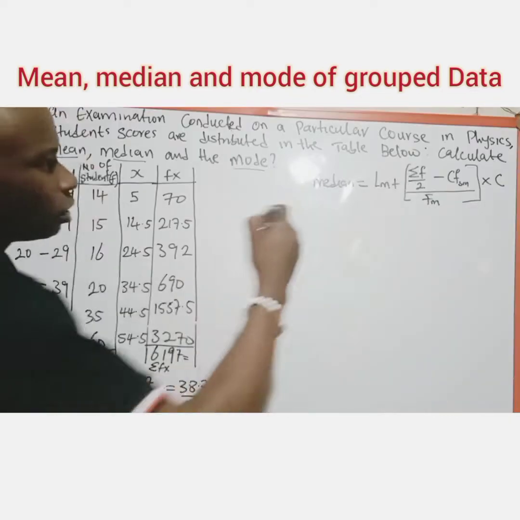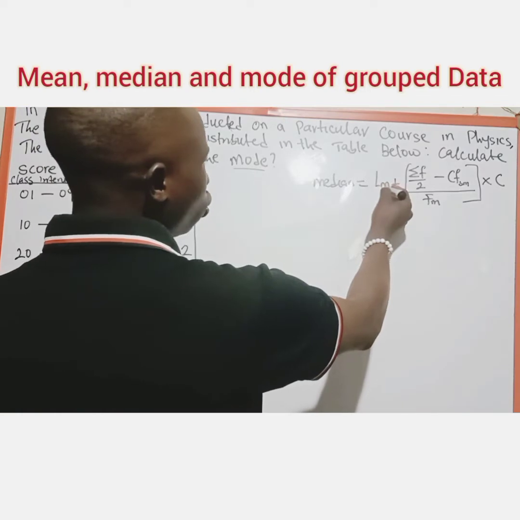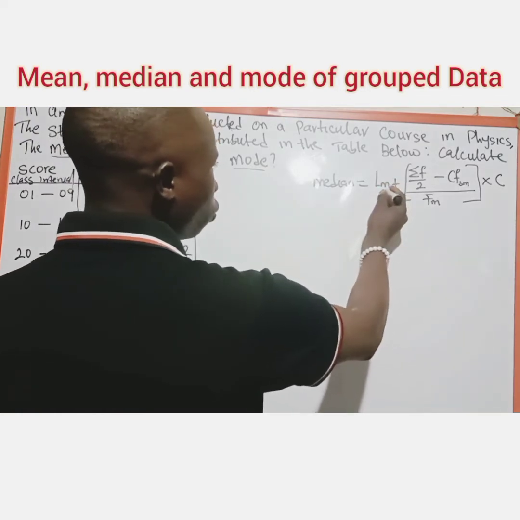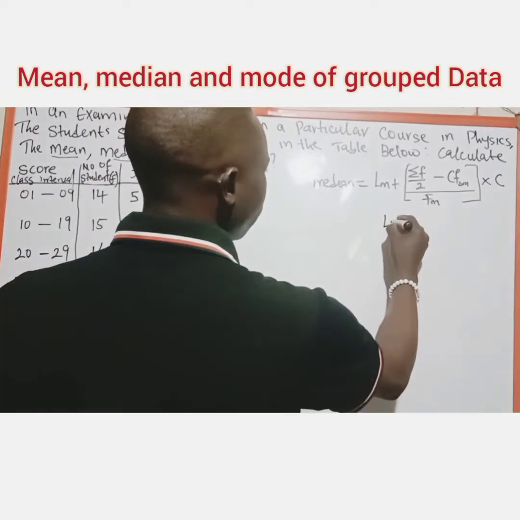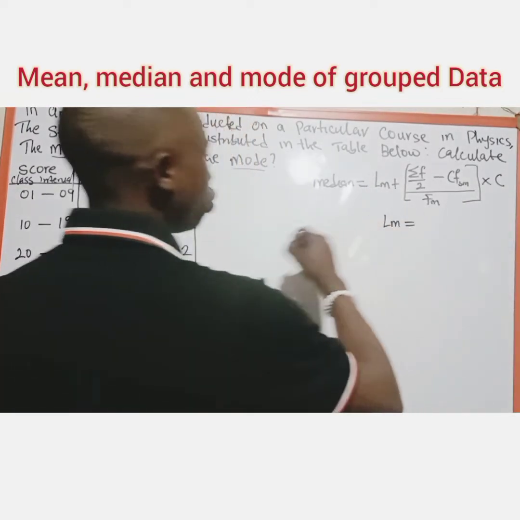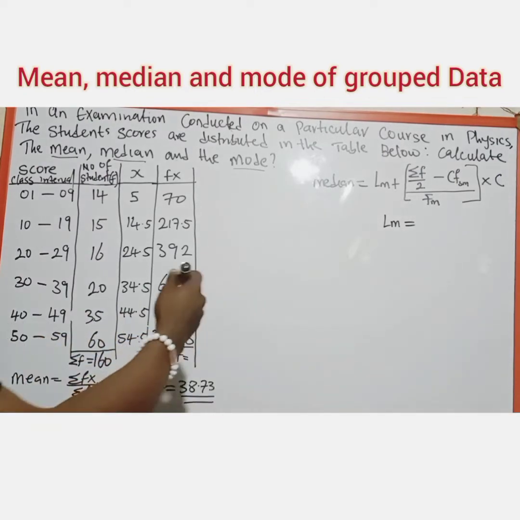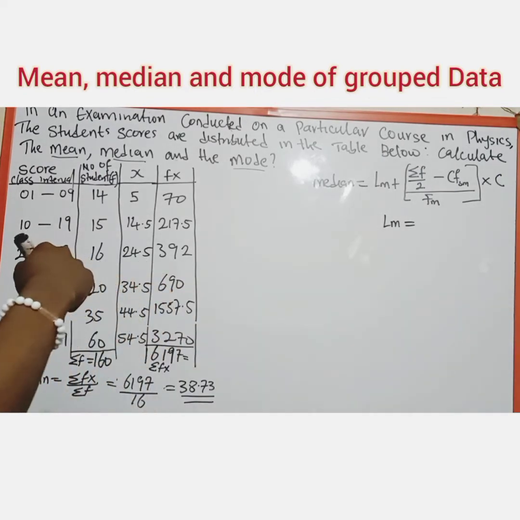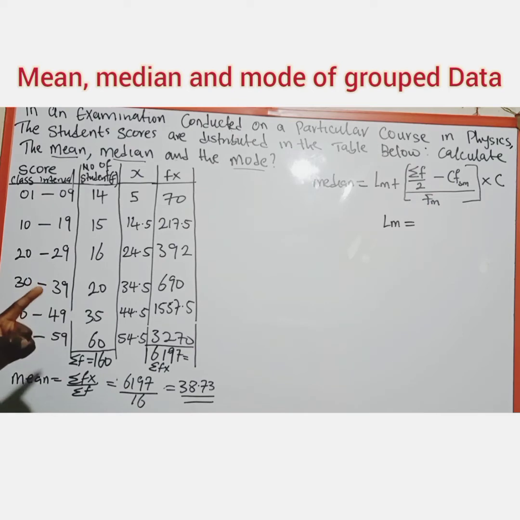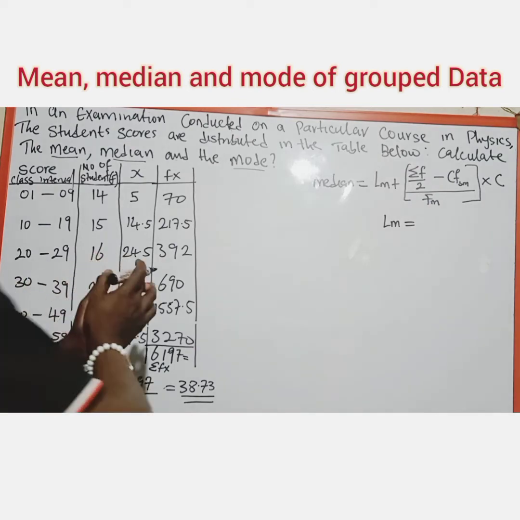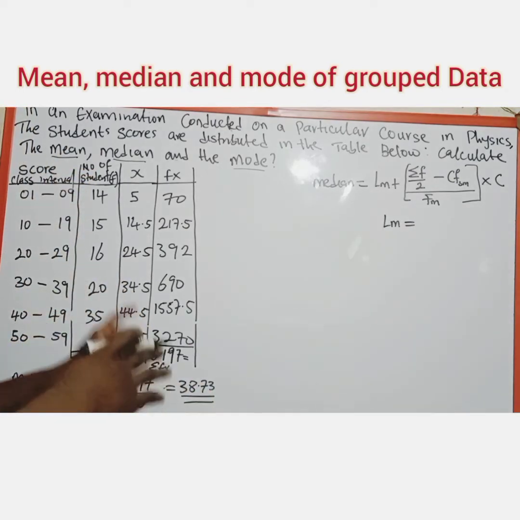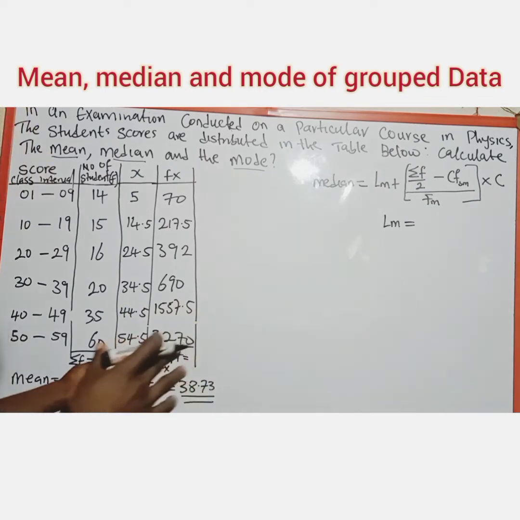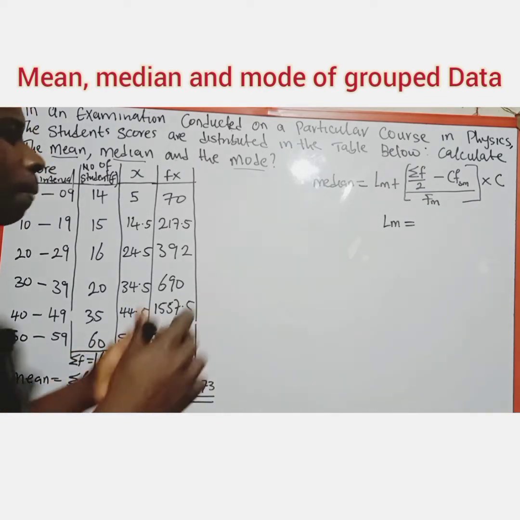So from here now, how are we going to get our lower class limit of the median? We are going to start from here. We have LM, which will be equal to... how are we going to get this LM? First of all, what we are going to do is to locate the median class. And the summation of our frequency is 160. This is the summation.